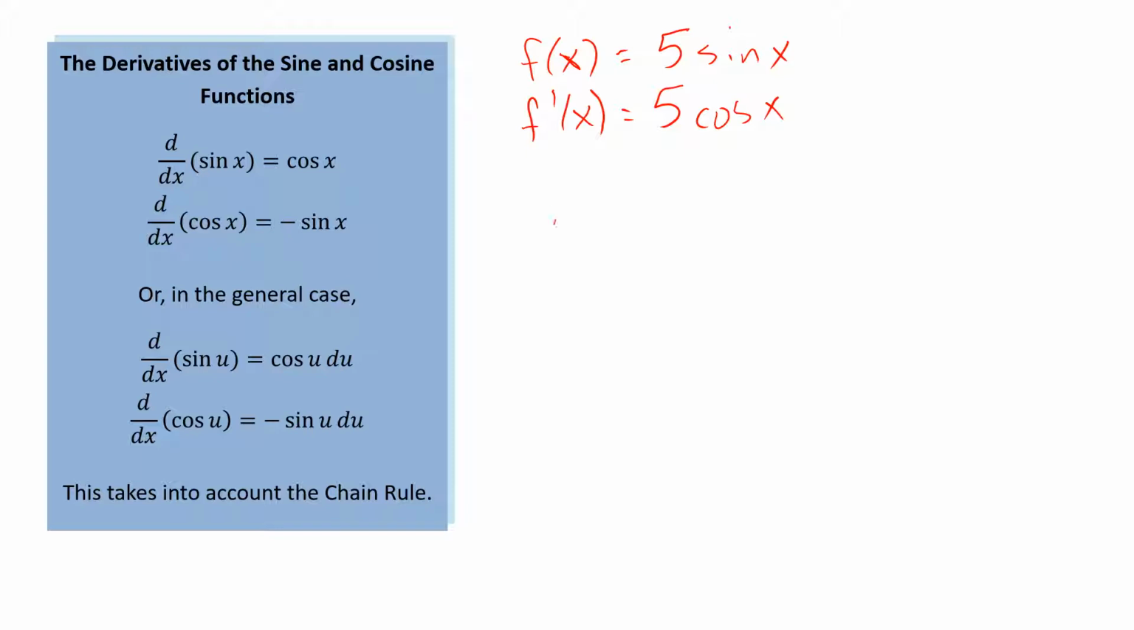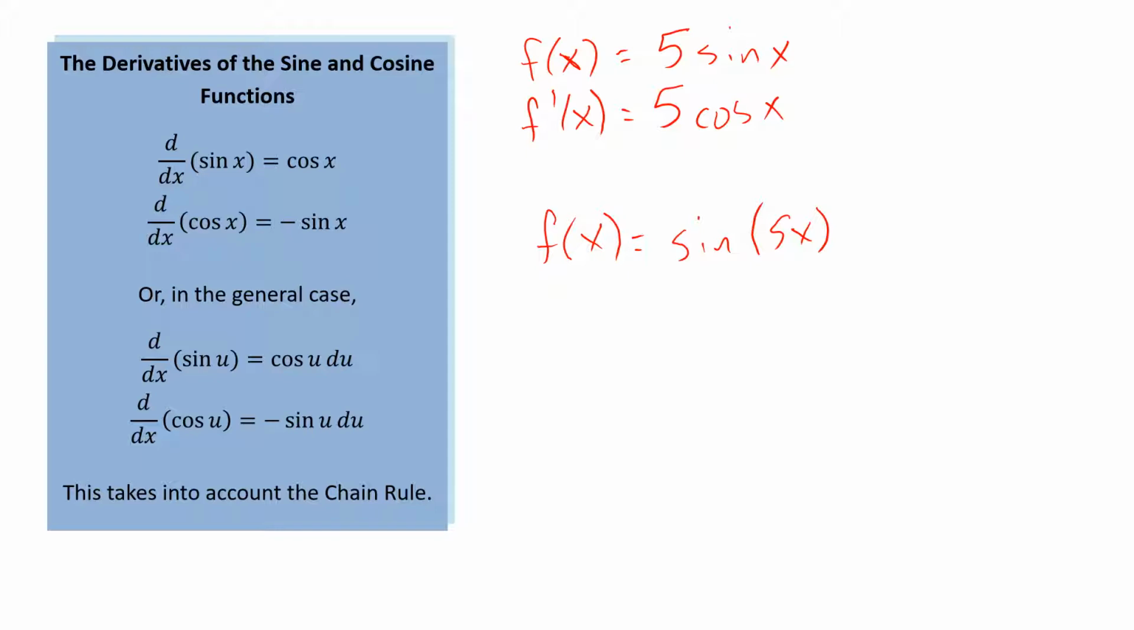Looking at another one, f of x equals sine of 5x. This one's going to need chain rule. The only type that won't need chain rule is if you have a number times sine of x, or a number times cosine x. Everything else will need chain rule.